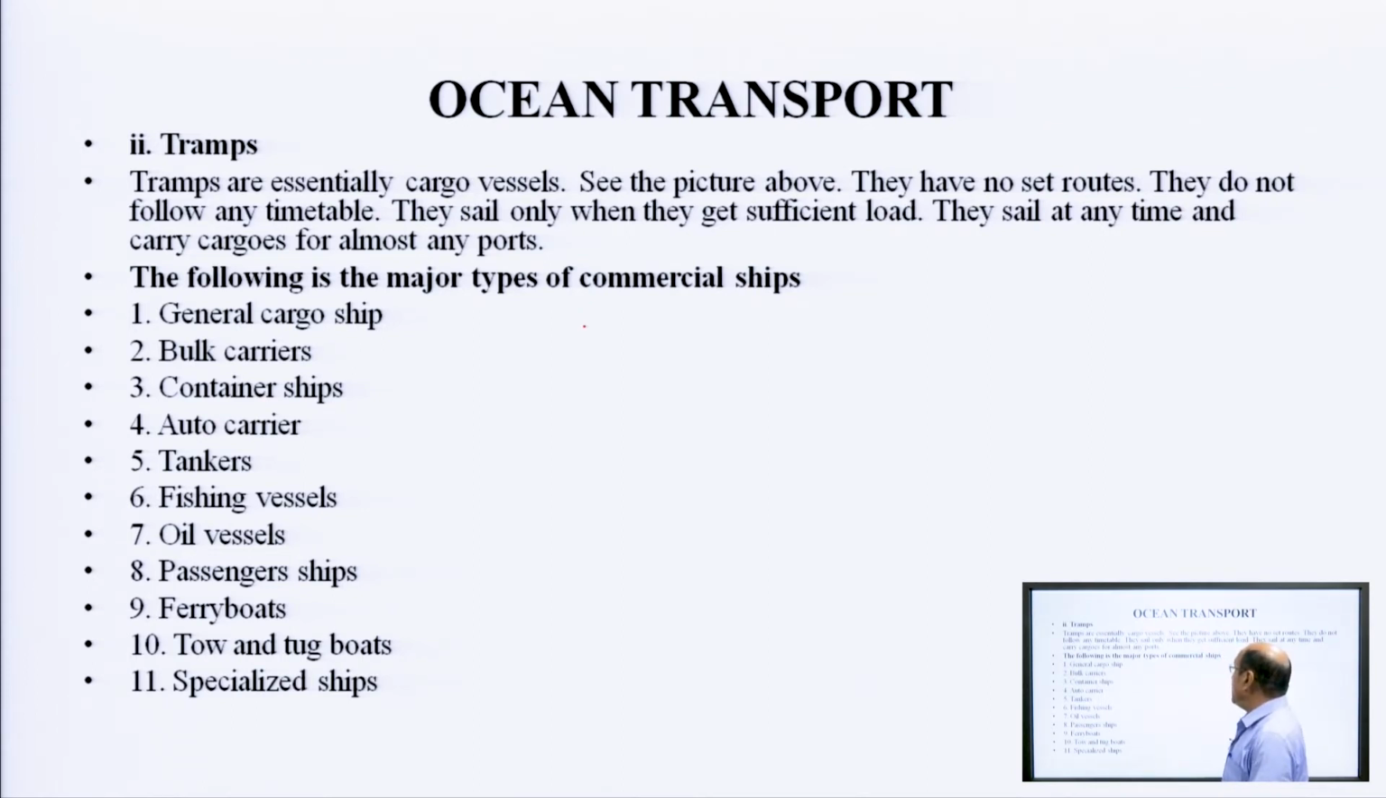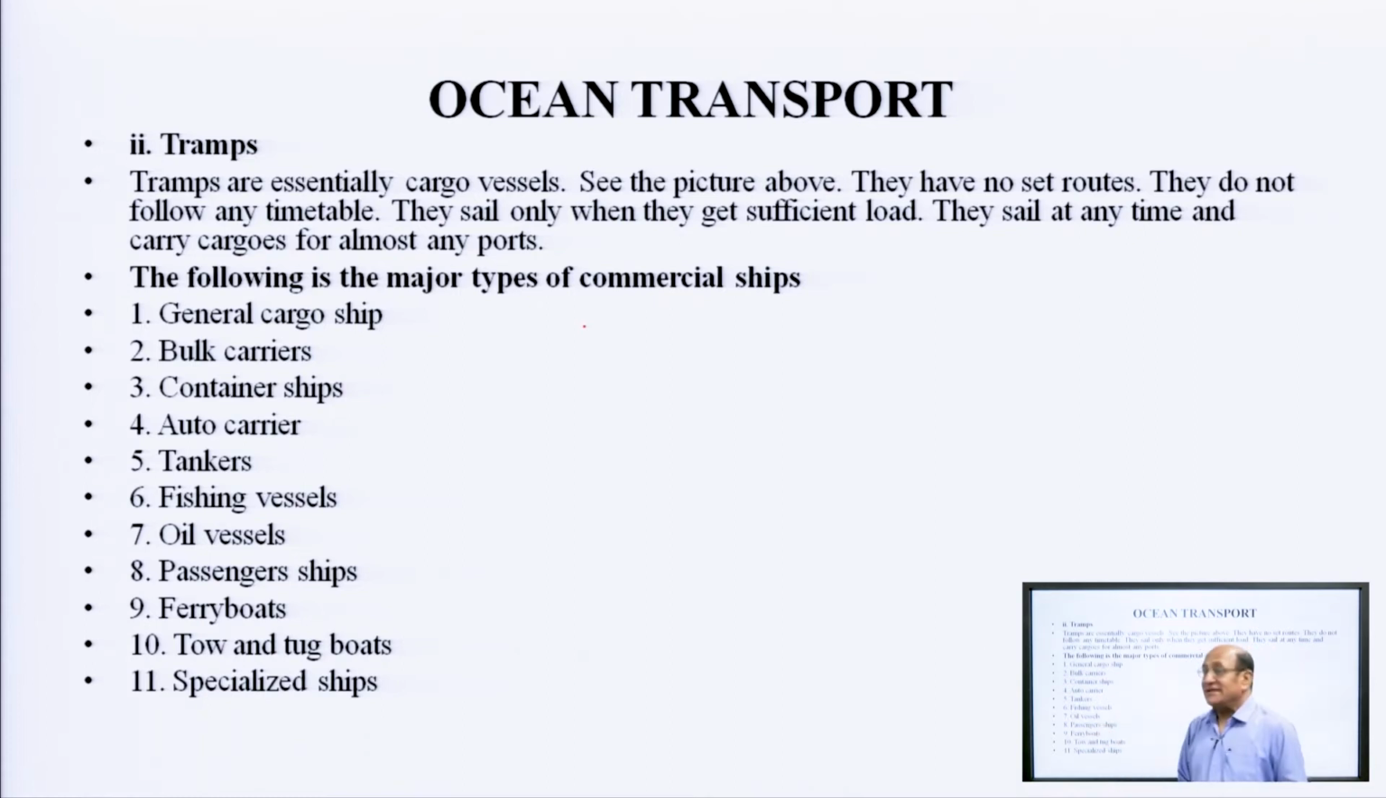So, the following are the major types of commercial ships. General cargo ship, clear by its name; bulk carrier, in which bulk materials are transported; container ships, in which containers are shipped from one country to another; auto carriers, quite clear by the name. Now, tankers are used to transport different types of liquid materials; fishing vessels are used for fishing.